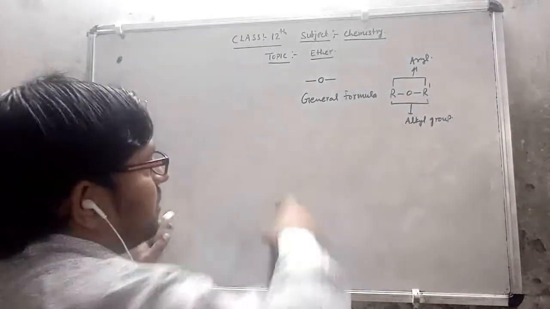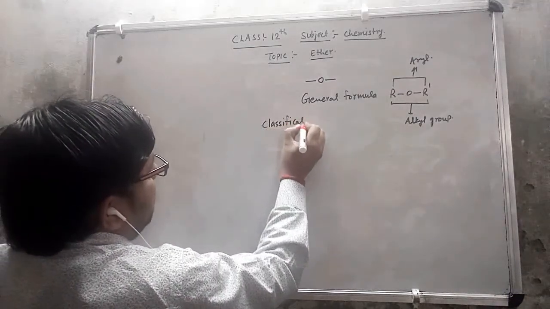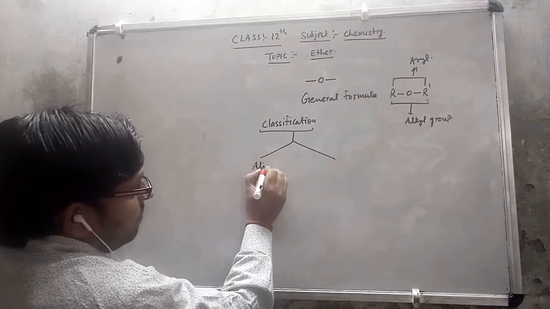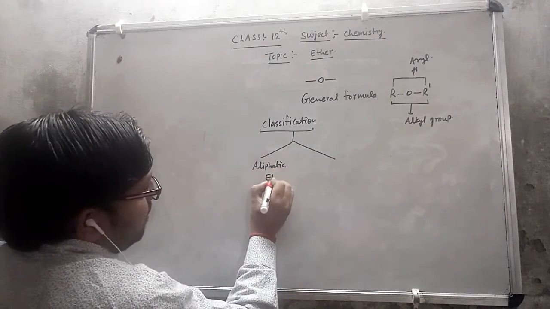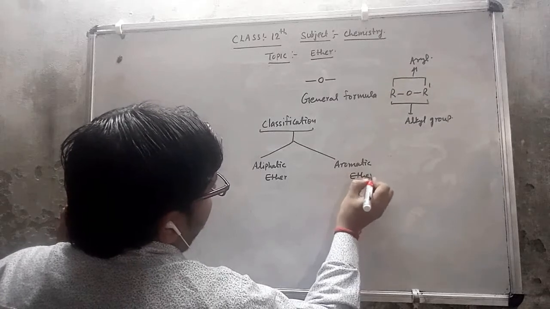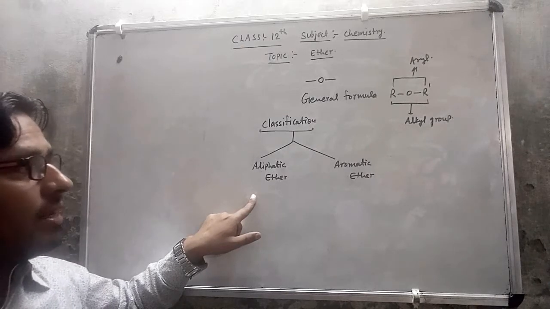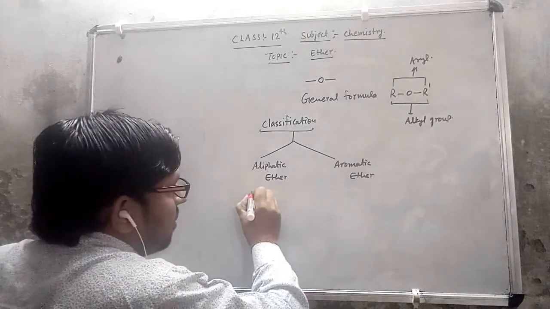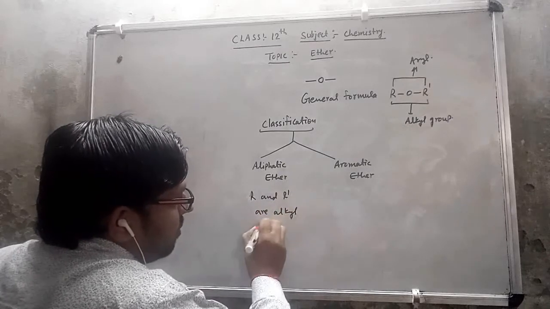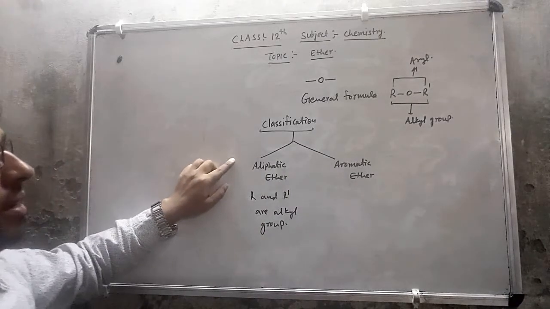Therefore we can classify ether in two forms. If I discuss the classification, we can classify it in two forms: one is aliphatic ether and second is aromatic ether. If both R and R dash are alkyl groups, then we say that they are aliphatic ethers.